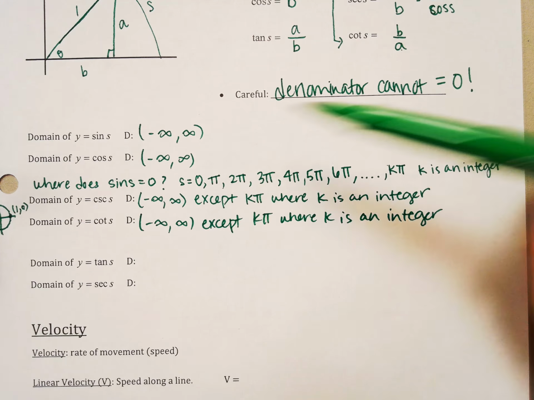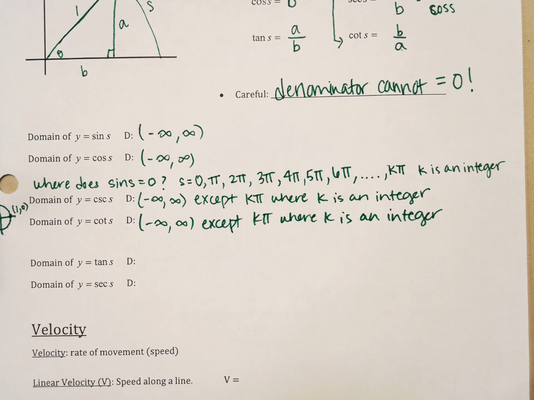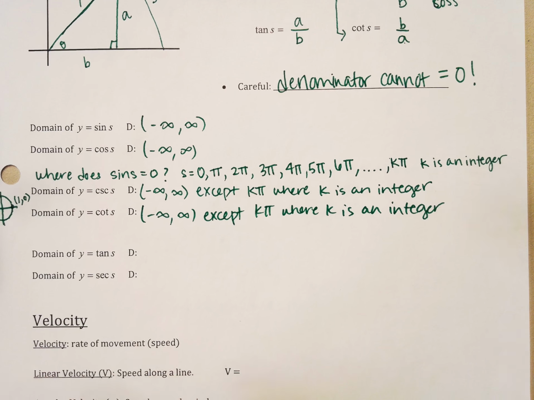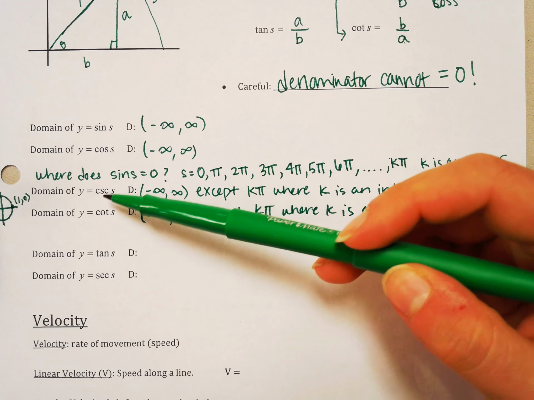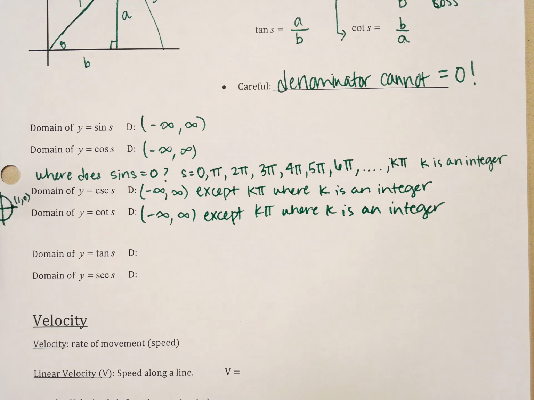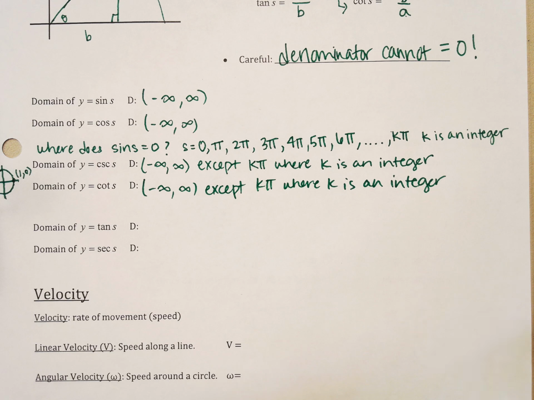And I'll tell you that all these domains are something that you need to know for your test on Friday. Okay, and you could always try to figure it out. It doesn't mean that you have to memorize them, but if you can derive it again, knowing that this is 1 over sine, and sine is equal to 0 at these places, so I have to exclude them. This would also be a good explain problem: why is the domain for cosecant restricted? Why do we have to exclude some values? The reason is that sine is in the denominator, and sine of s can't be 0 then, because we can't divide by 0.